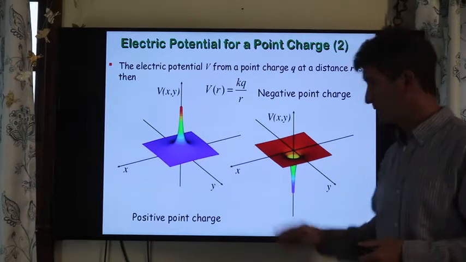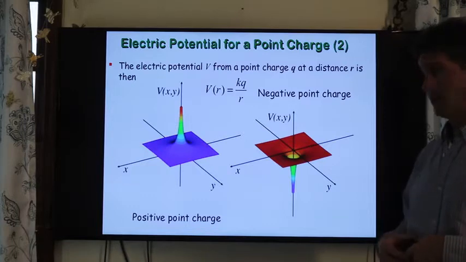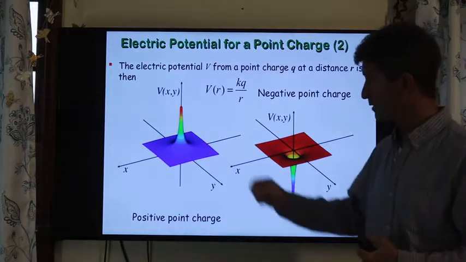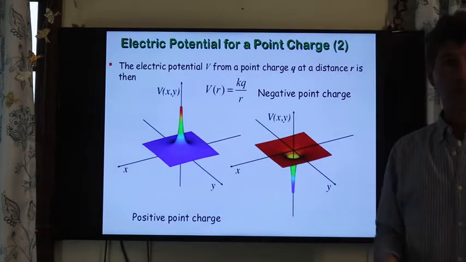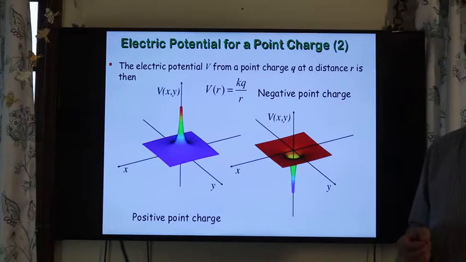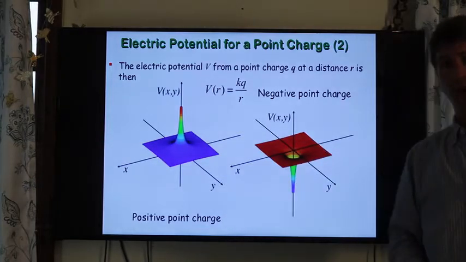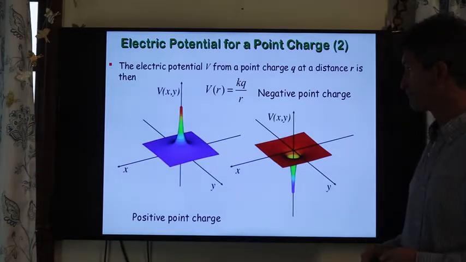Surrounding a negative charge, the potential looks sort of like a pit right there, and again, we can imagine that if we place another positive charge near this, it would roll down this little topography that we see here representing the electric potential. If we put a positive charge near here, it would be attracted very strongly to that negative potential right there.